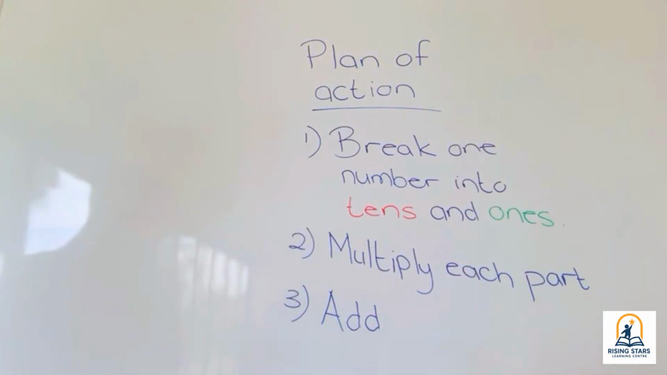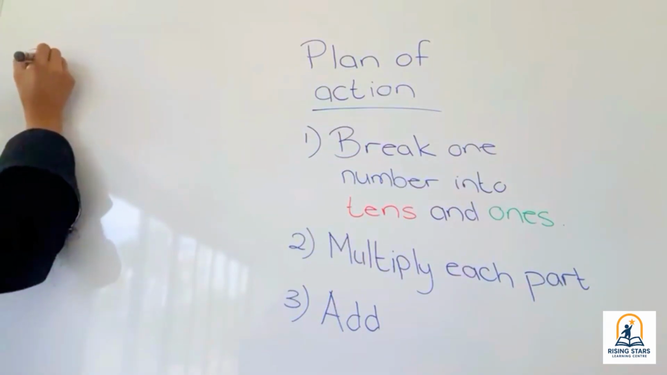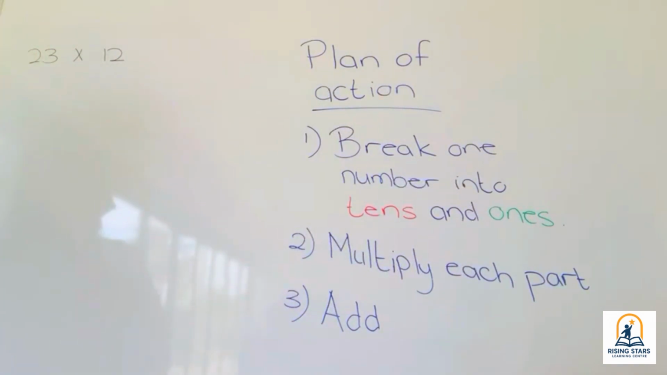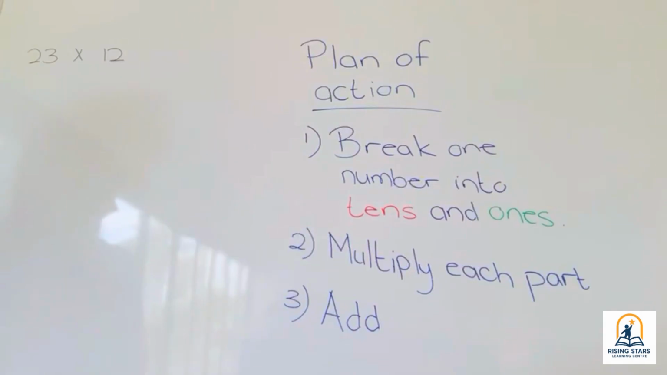In our last lesson, we learned how to multiply two-digit numbers by two-digit numbers using the column method. Today, we are going to learn another easy way, the expanded method. Okay, let's begin. Let's work out 23 times 12 using the expanded method. Remember now, in our column method, we put everything into columns vertically, right? Now we are expanding the number. We're going to expand one number.